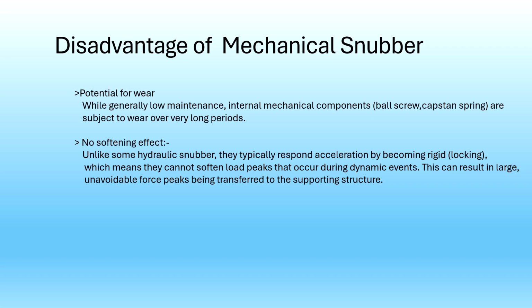Second is no softening effect. Unlike some hydraulic snubbers, they typically respond to accelerations by becoming rigid, which means they cannot soften load peaks that occur during dynamic events. This can result in large, unavoidable force peaks being transferred to the supporting structure. So unlike hydraulic snubbers, they become rigid all of a sudden. In hydraulic ones the rigidity does occur, but it occurs softly. It softens the load peak, so it doesn't transfer the load to the supporting structure so quickly, like a mechanical snubber does.